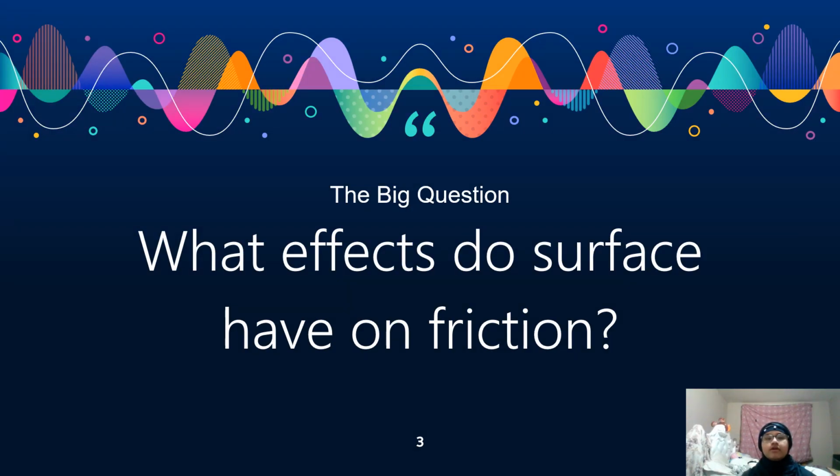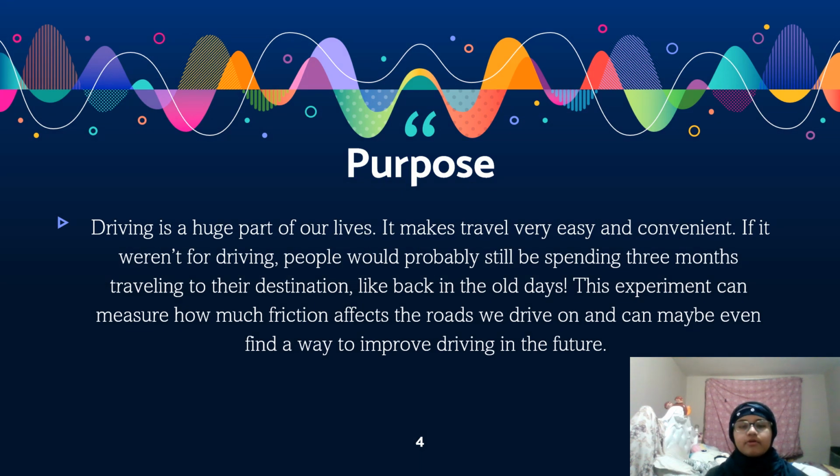The big question: what effects do surfaces have on friction? Purpose. The purpose of this experiment was to find out how much of an effect surface has on friction, as I mentioned earlier. I chose to do this through building a prototype that acts like a car and to see how the car drives on different surfaces. This is because driving is a huge part of our lives and friction is something that affects driving. So I wanted to see how we could maybe improve driving or experiment with driving.